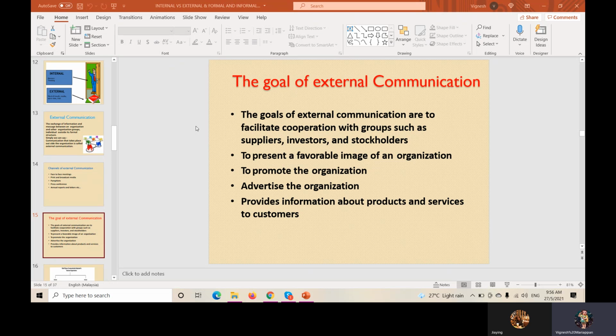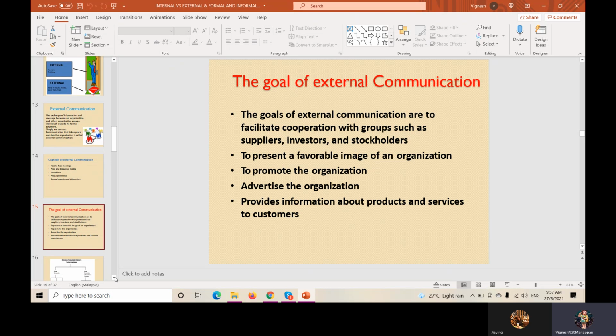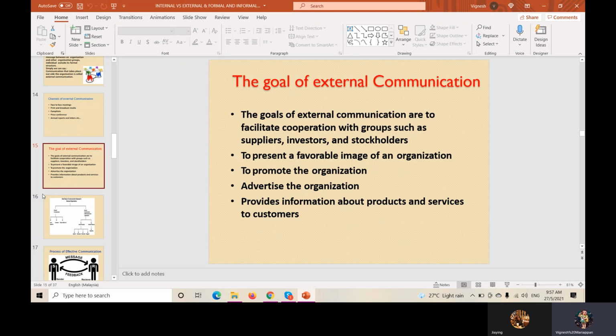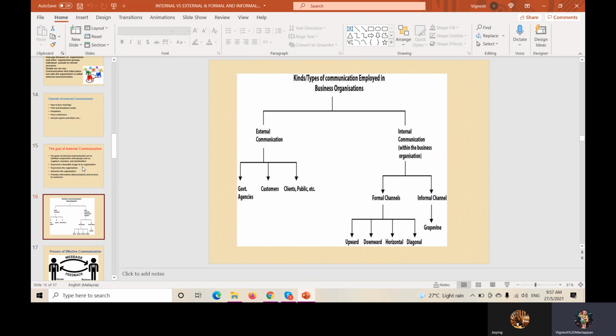Okay, so it's all about the organization's story, but internal is in the organization, external means outside of the organization.